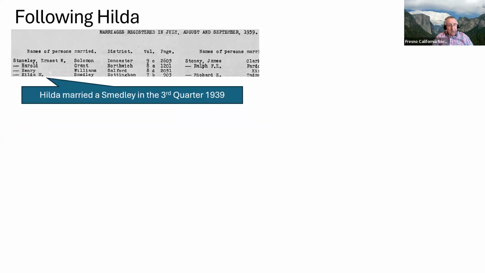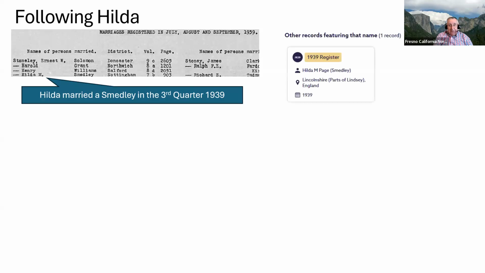So I did a search and I got her Smedley marriage. This is from the GRO marriage register. The way they did it is they didn't give exact dates in the registers. They just say it's in this quarter, the 3rd quarter, July, August, September 1939 quarter, that Hilda married a Smedley. And so I know that much about it, and that's all I really need to know. And I can go from there and look for the actual marriage record.